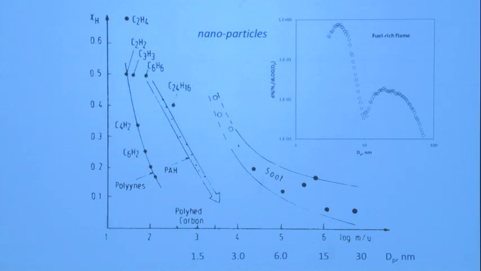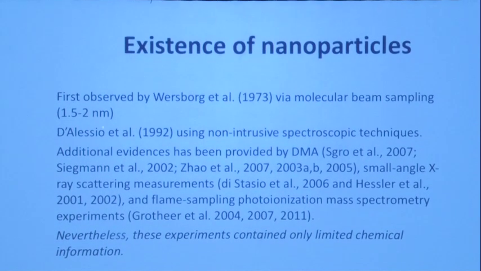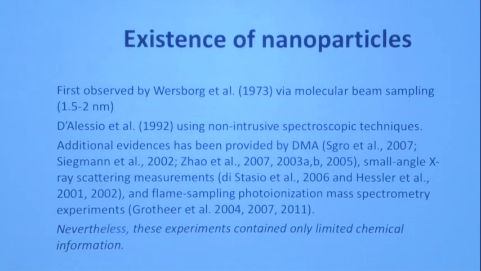So how were nanoparticles discovered, first of all? This is a particle size distribution that you see here. This is the smaller nanoparticle, and then when you grow in size, you form the second hump here. The first time that they were observed was in 1973, with molecular beam sampling. They found a particle of around 2 nanometers. D'Alessio did a lot of work with optical techniques, the best non-intrusive spectroscopy technique to identify those nanoparticles in the system.